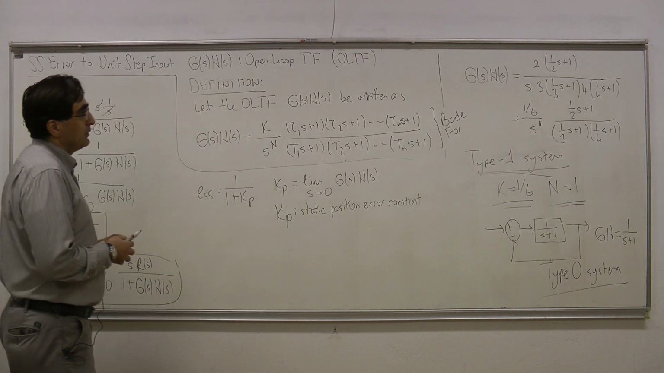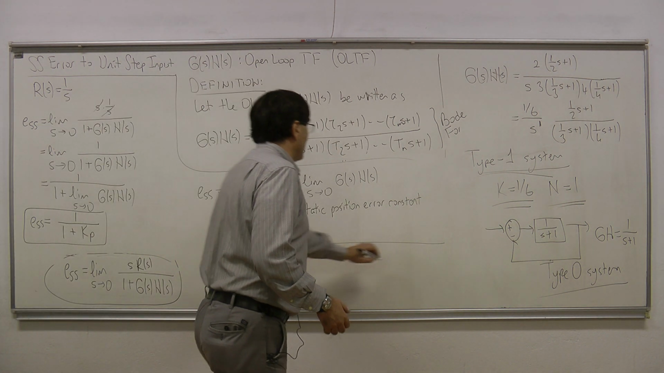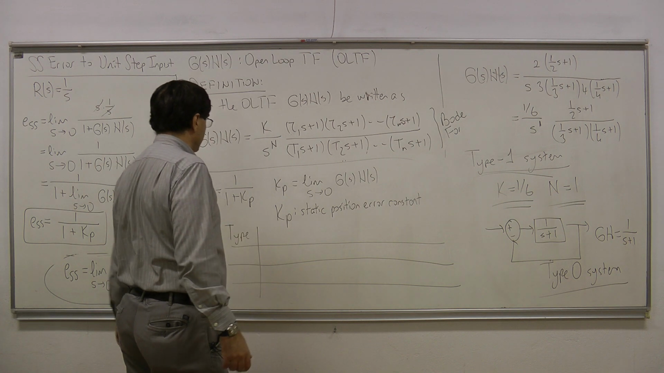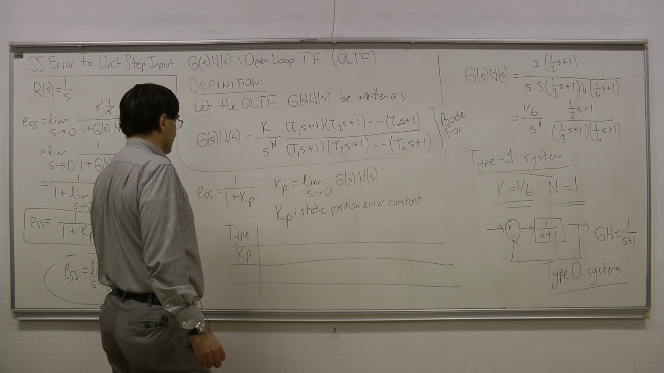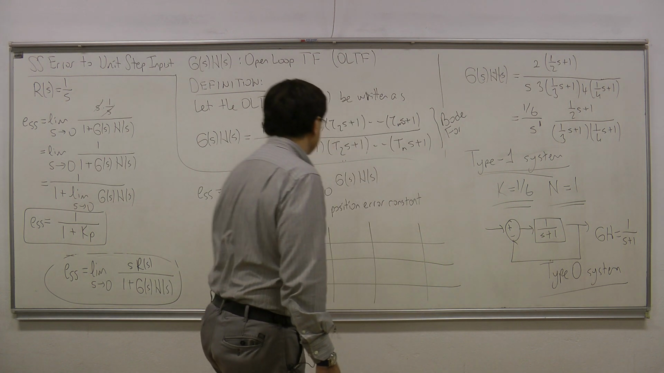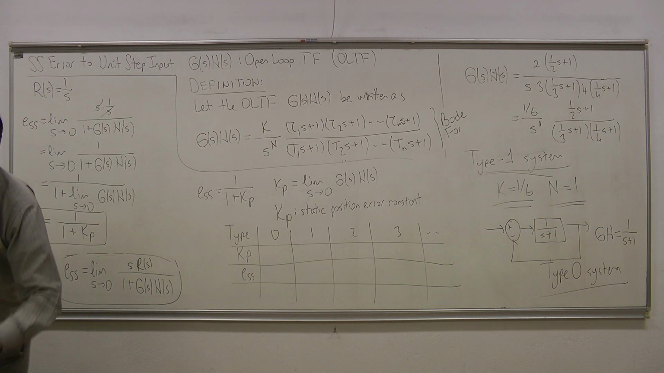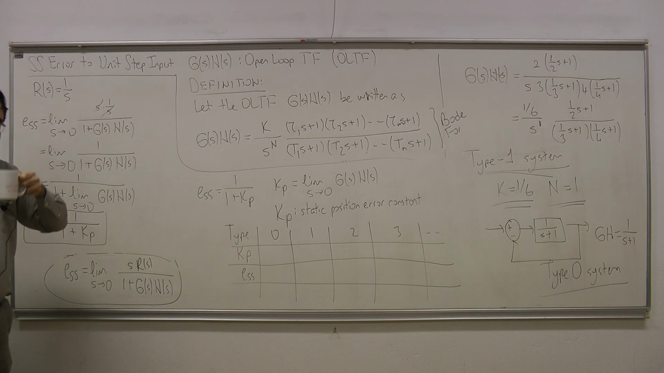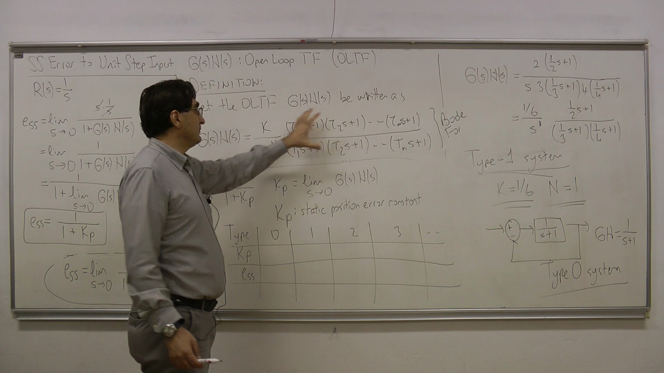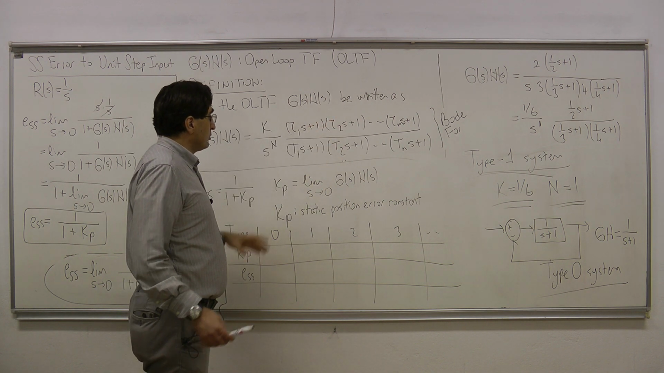Okay? So now we are going to compare the steady state errors of different types of systems to a unit step input. I will write here the type of the system, the Kp of the system, and the steady state error of the system. I will consider type 0, 1, 2, 3, etc. When I try to fill this table, I am going to assume that we have the generic form of the open loop transfer function, which is given like this.